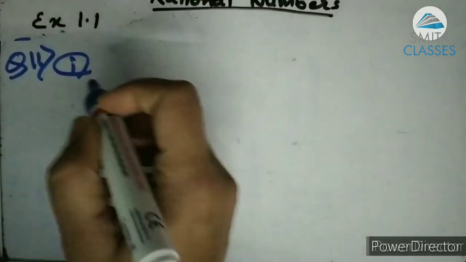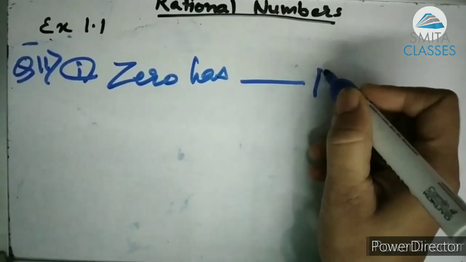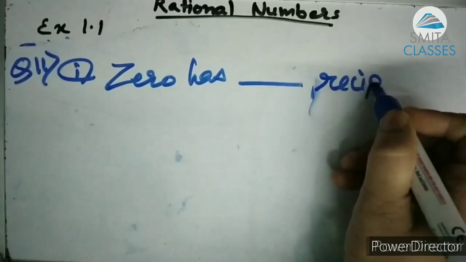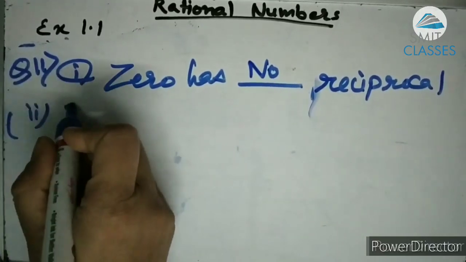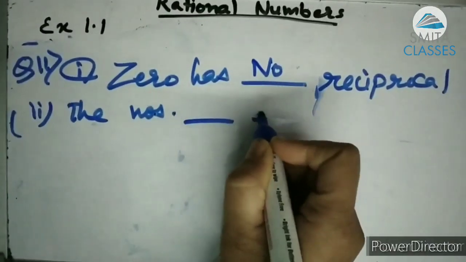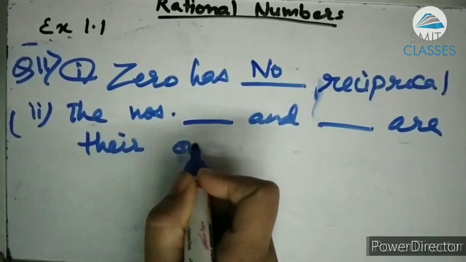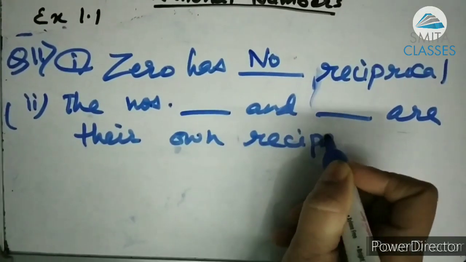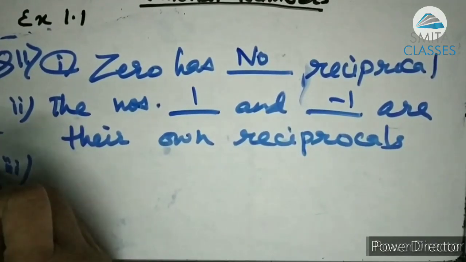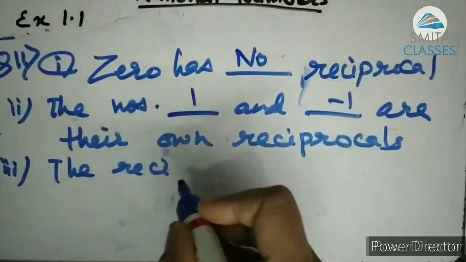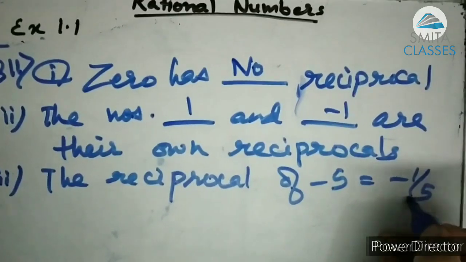In that, first they are asking, 0 has dash reciprocal. What will be the answer? 0 has dash reciprocal. What will you say? What is the reciprocal of 0? No reciprocal. The second question, the numbers dash and dash are their own reciprocals. What are such numbers? We can say 1 and -1. Okay. The third question, the reciprocal of -5. The reciprocal of -5 is -1 by 5.